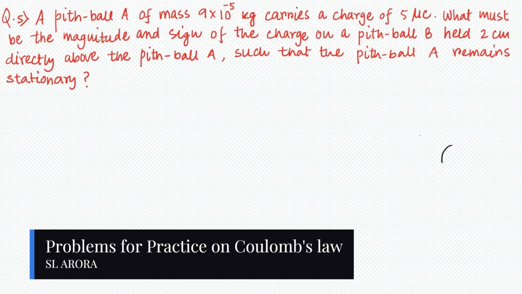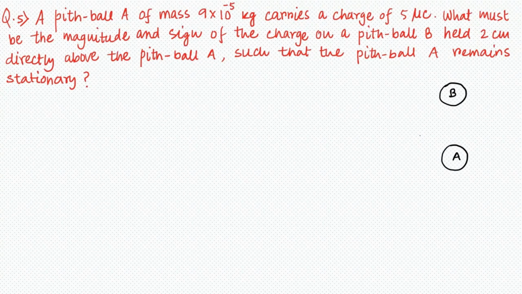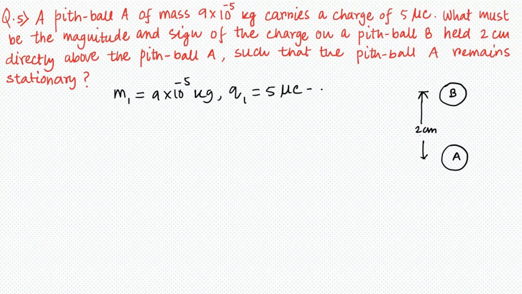Okay, so suppose this is pith ball A and this is pith ball B, which is held right above the pith ball A, and the distance between these two pith balls is 2 cm. Now the charge of the pith ball A is given, charge and the mass. So let us suppose m1 is the mass of the pith ball A, which is 9 into 10 to the power minus 5 kg, and charge is q1, which is 5 microcoulomb, that is equal to 5 into 10 to the power minus 6 coulomb.